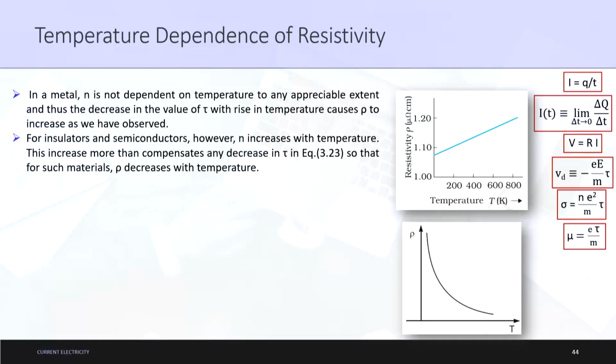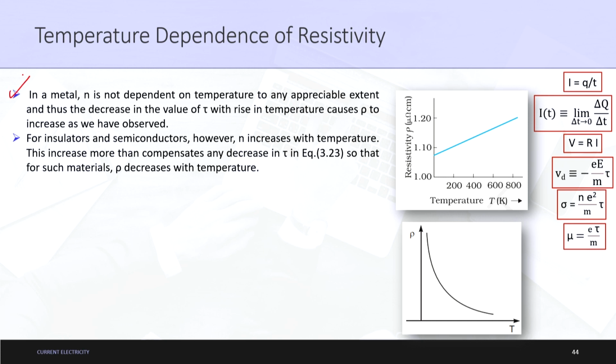Should we say that due to the value of n increasing there should be a decrease in resistivity, or should we take into account that because the relaxation time is decreasing, resistivity increases? That is explained in the next point: in a metal, n is not dependent on temperature to any appreciable extent. So, we can neglect the concept of n increasing and thus resistivity decreasing, and the decrease in the value of tau with rise in temperature causes rho to increase, as we have observed.